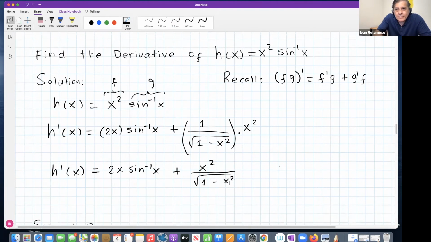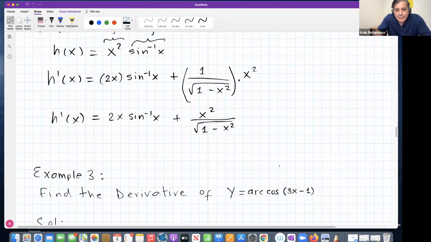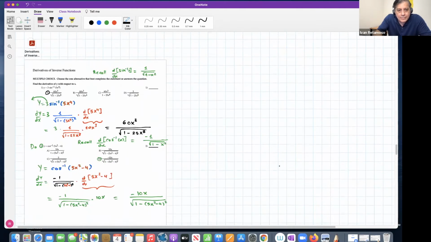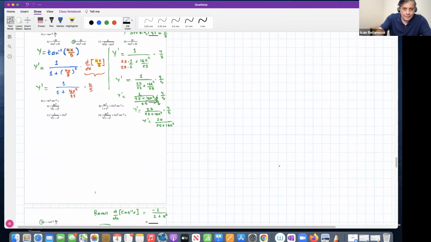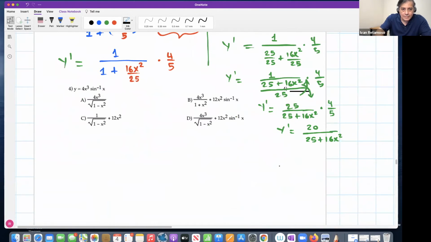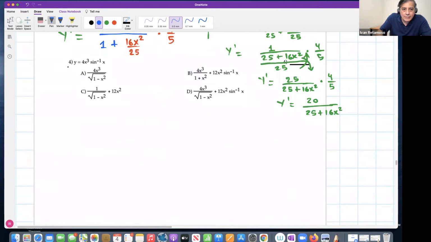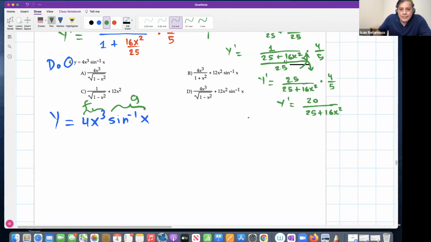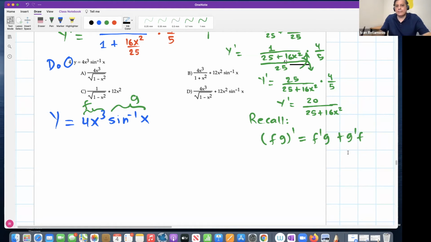All right, based on this, probably you should try this on the worksheet. Can you try this? Number 4, and then we will take a break. So try to do this. Do y equal 4x cubed sine inverse of x. Hint, call this your function f, call this your function g, and recall that the derivative of f times g is equal to f prime g plus g prime f. Recall that, figure this out.